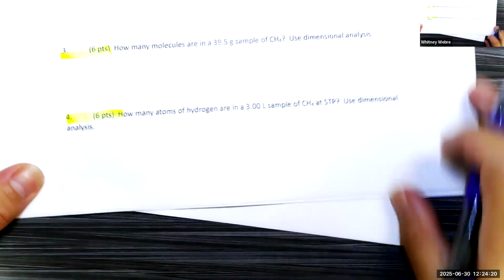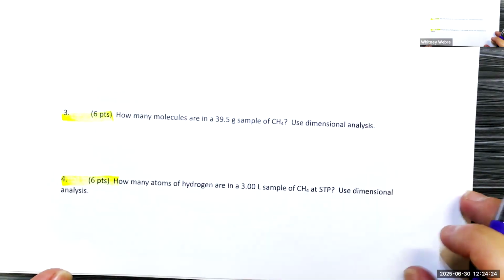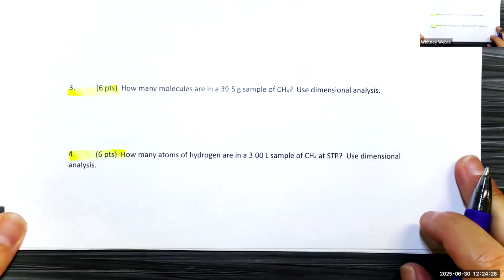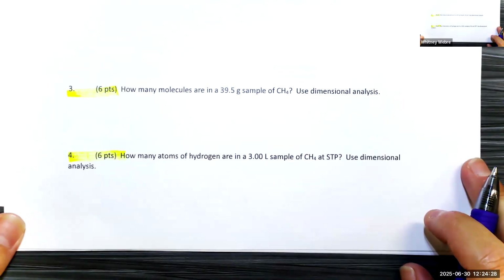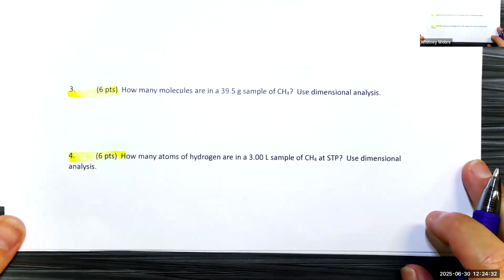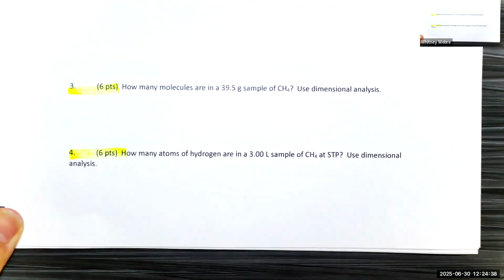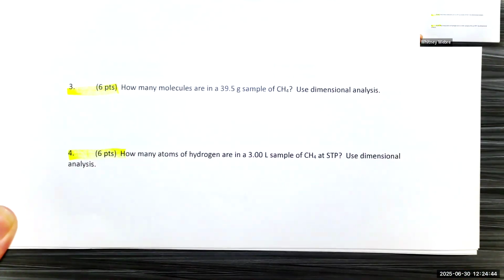All right. This is a short answer portion from exam 2. How many molecules are in a 39.5 gram sample of CH4? Use dimensional analysis. This one, we need to remember the mole triangle. If you download the exam, the mole triangle is not given. But we can still remember things from the mole triangle.